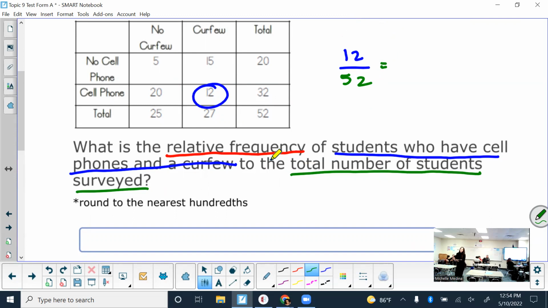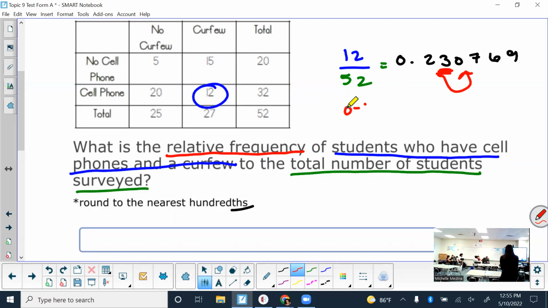So when you put that in your calculator, you get a long decimal. You get 0.2307669, but it says to round to the hundredths with a TH. So what number is in the hundredth spot right now? Wait, that's the 10th spot. 3 is in the 100th spot. Anytime that you're rounding, what number do you look at? The number to the right of it.